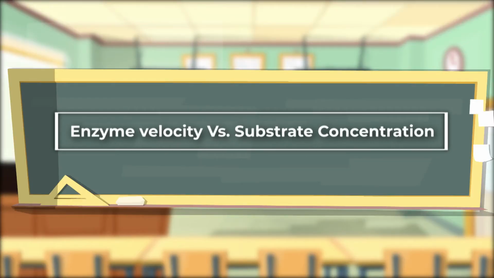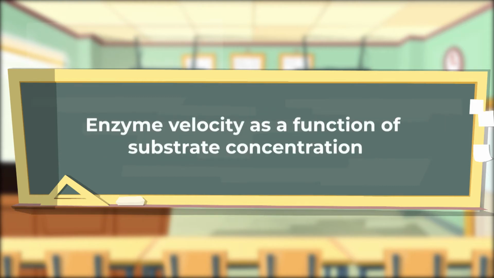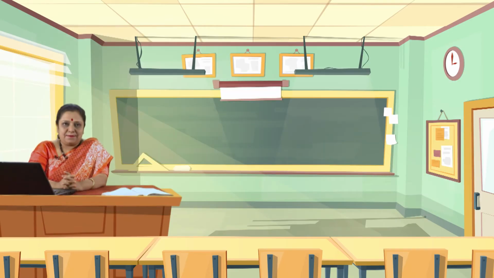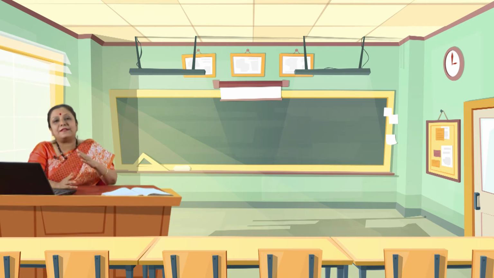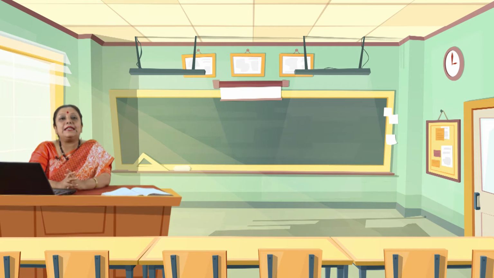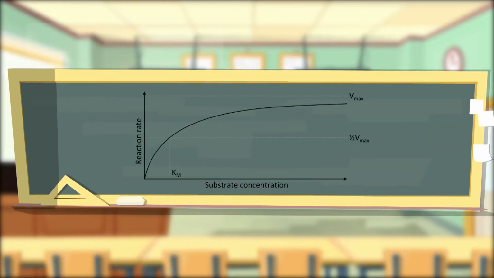Now, enzyme velocity versus substrate concentration. Enzyme velocity is a function of substrate concentration. It was found that when the substrate concentration is low, the initial velocity of the enzymatic reaction, V0, is proportional to the substrate concentration and obeys first order kinetics, a linear increase of the reaction rate with the increase of substrate concentration.